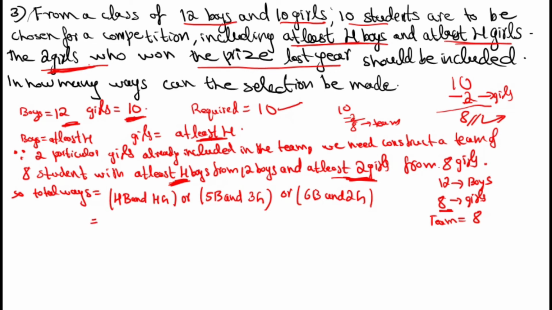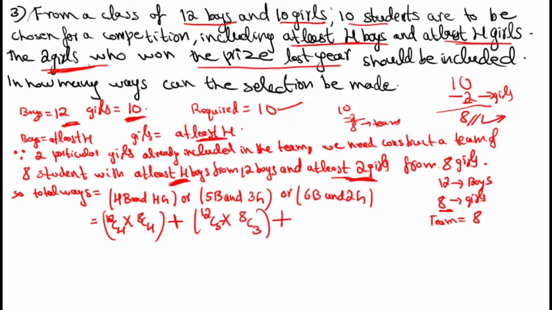Okay, from the 12 boys, you can write it as 12C4, into, because "and" is there, 4 girls from the 8 girls. That is 8C4. It's one condition. Or that means plus 5 boys. 5 boys means from the 12 boys you need to select 5 boys, into 3 girls from the 8 girls, you need to select 3 girls.